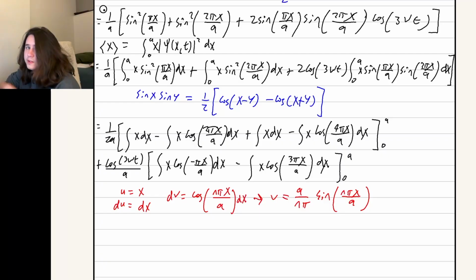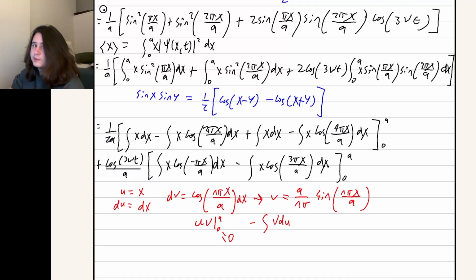And you already saw this in the part where we calculated the normalization constant. Whenever we evaluate something that has a sine function from 0 to a, this combination of stuff goes to 0 for both of the bounds. So I'm going to say that any contribution from uv evaluated from 0 to a is going to equal 0. But we're still going to have this integral of v du for each one that we'll have to calculate.